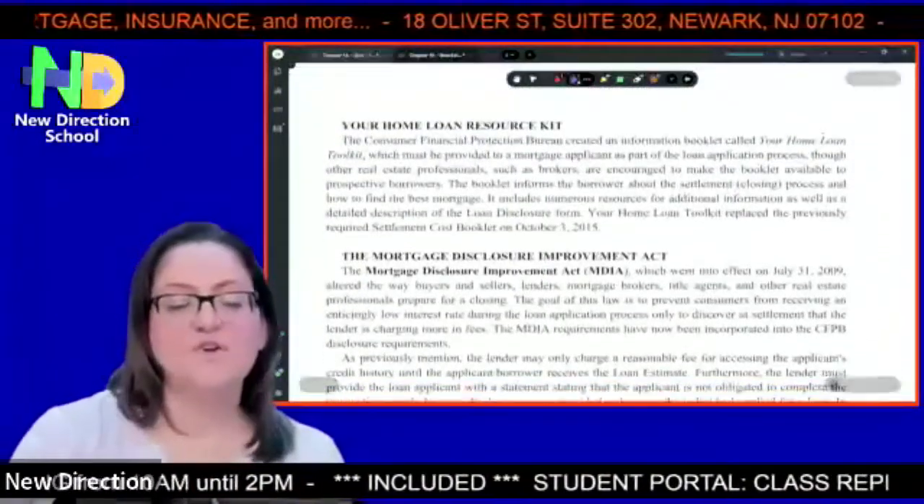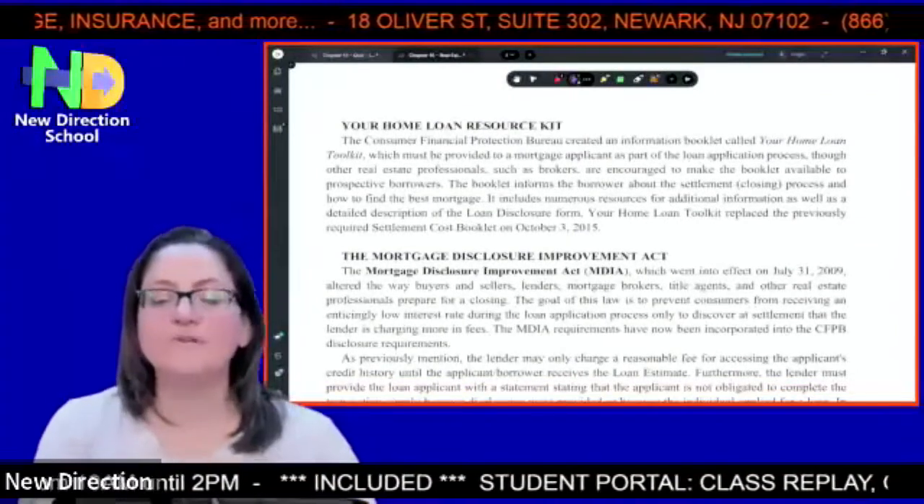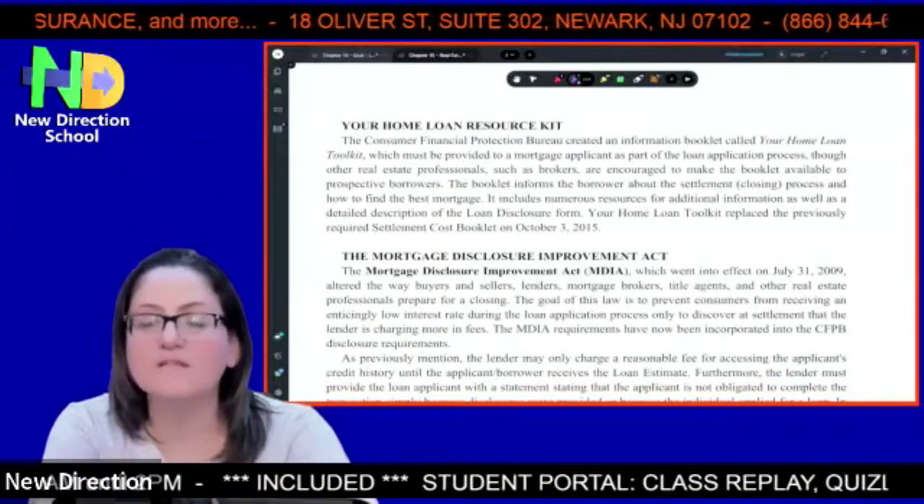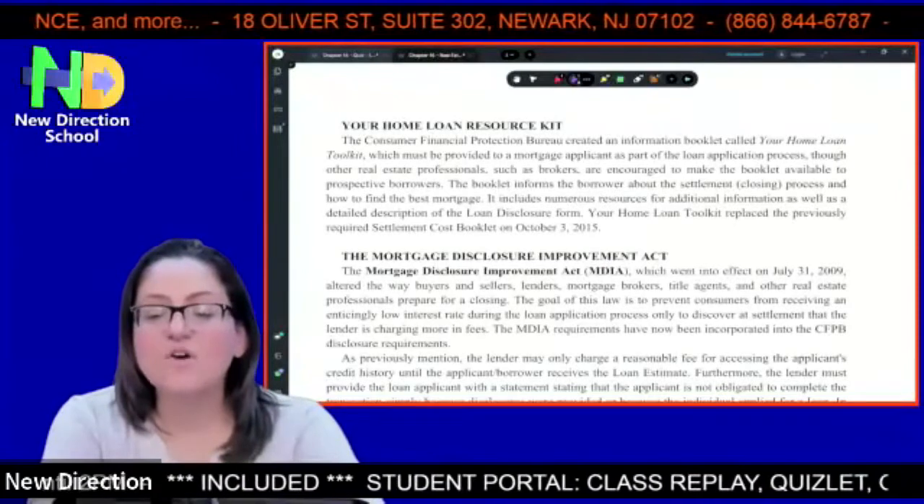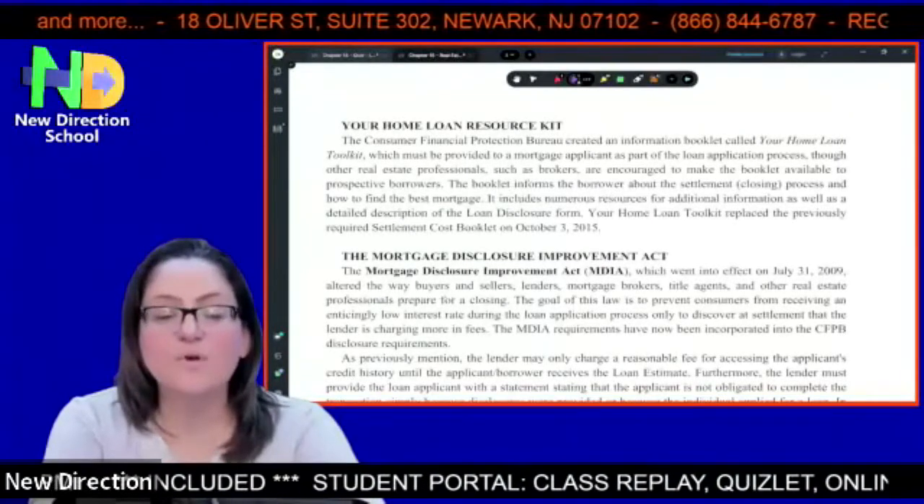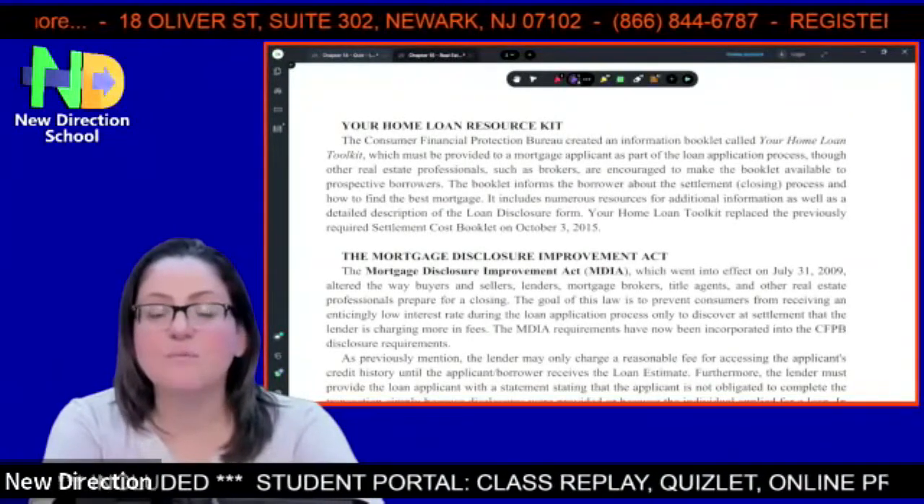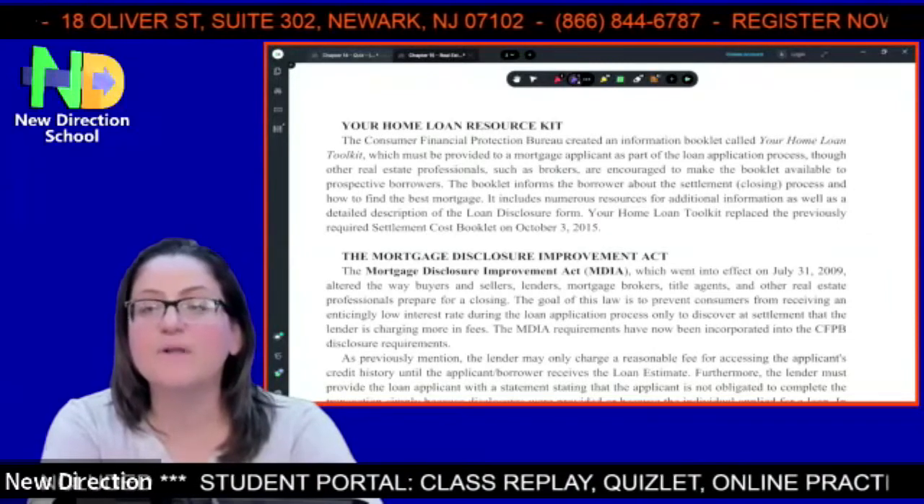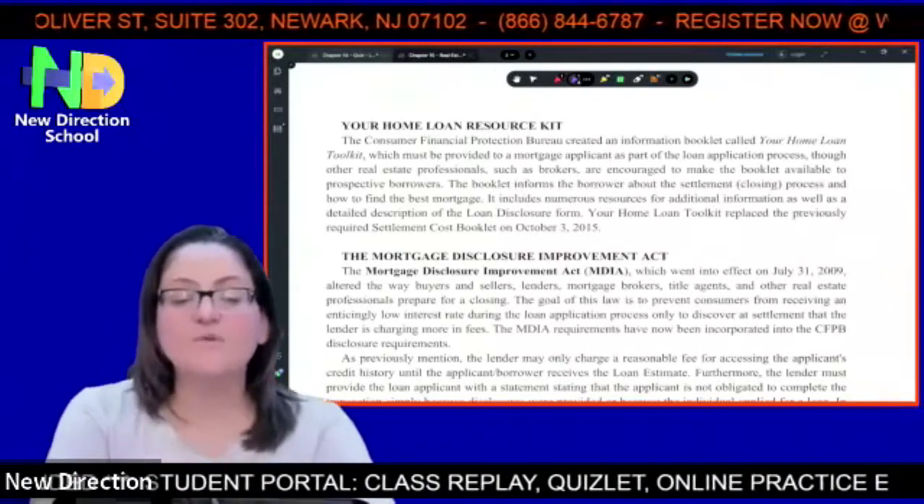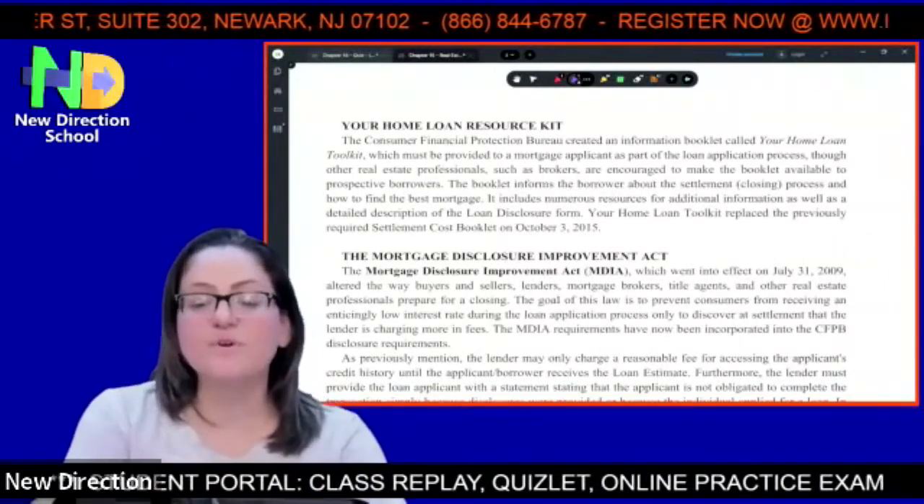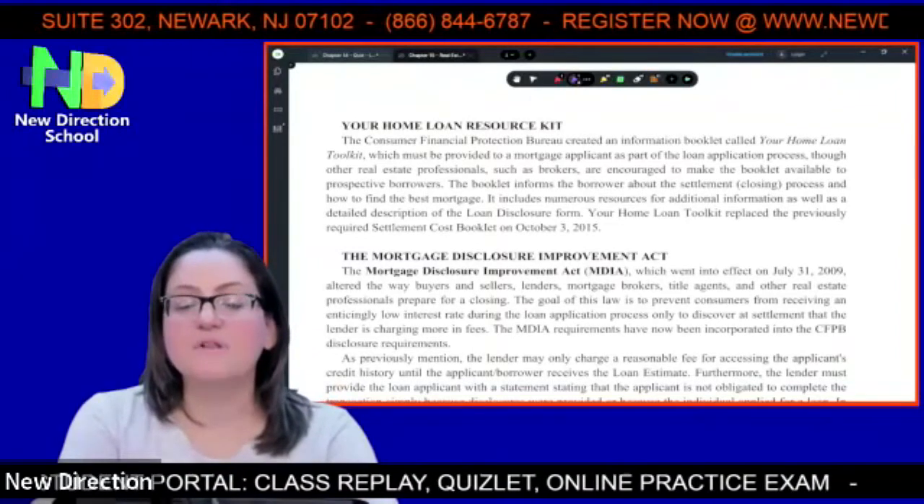Okay. So your home loan resource kit, I said this before in chapter 14. It's called your home loan toolkit, which must be provided to a mortgage applicant as part of the loan application process. Other real estate professionals such as brokers are encouraged to make the booklet available to prospective borrowers.